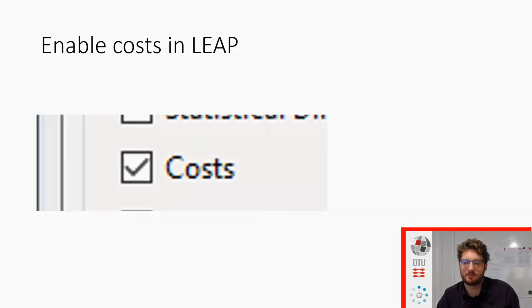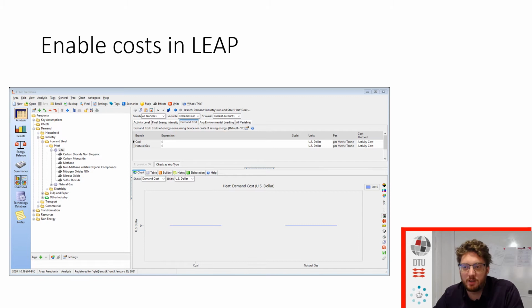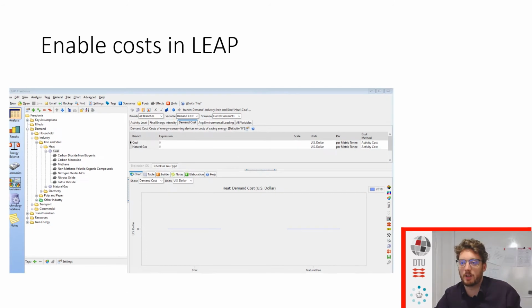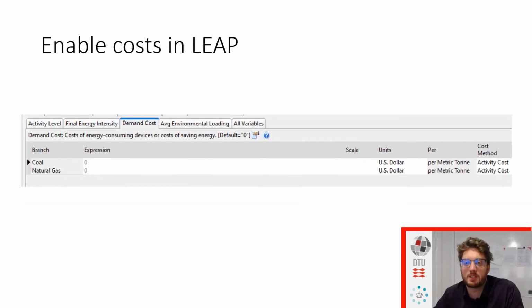Just for good measure, on a branch level we also have to input our costs, and that we can do like this. Here I've chosen in my industrial sector the heating for my iron and steel. I have activity levels, final energy intensity, and all these different variables we know. We also here have the demand cost. So here we can say that we are on the technology level. So that's where we do our costing in this.